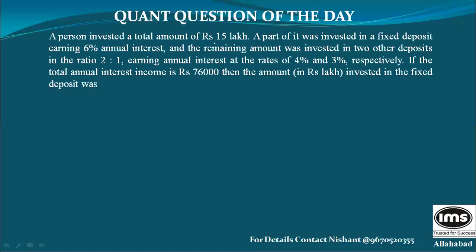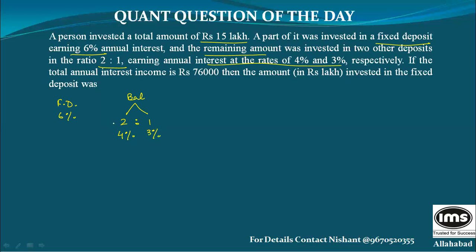A person invested a total of 15 lakh. So he has a total of 15 lakh. A part of it was invested in fixed deposit earning 6% annual interest. So fixed deposit is giving an interest of 6%. The remaining amount, say the balance, was invested in two other deposits in the ratio 2:1. So this balance was deposited in two investments in the ratio 2:1, earning annual interest at 4% and 3%. So this portion gave an interest of 4% and this portion gave an interest of 3%.